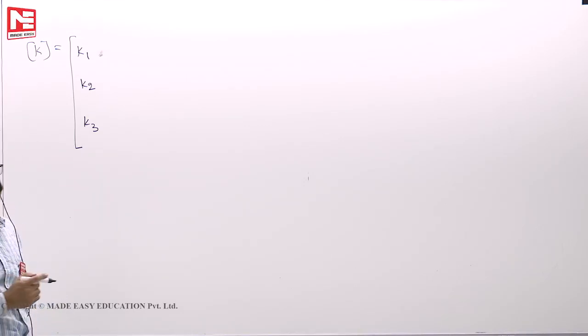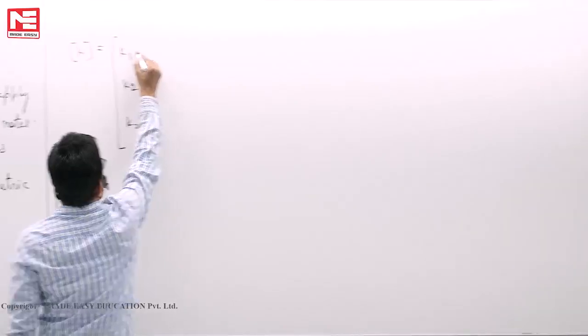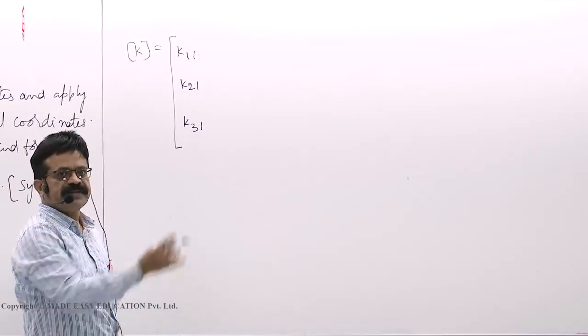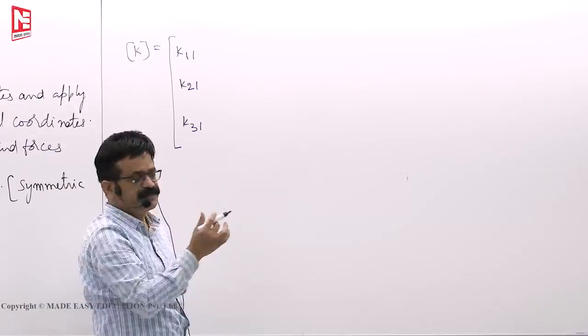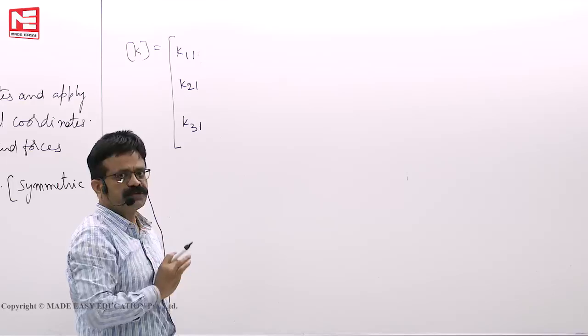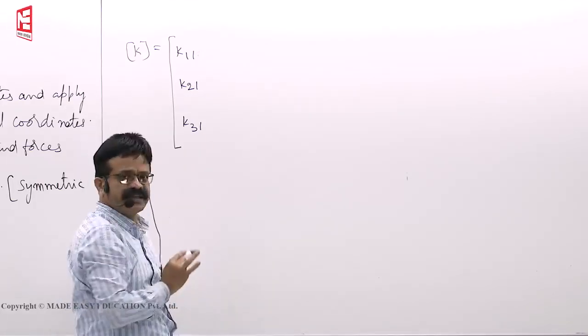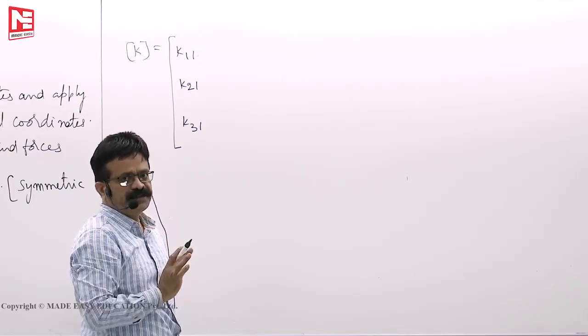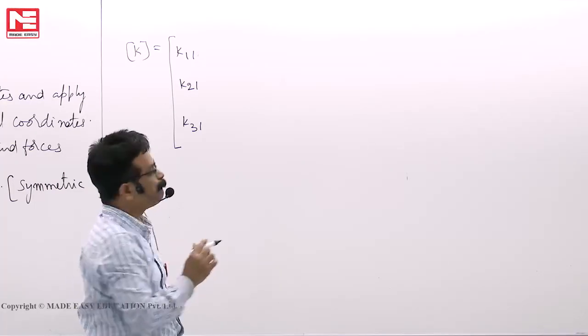Because of what? Unit displacement at coordinate 1. Second subscript is where you have given unit displacement. K1, K2, K3 are all the forces at those coordinates. From strength of materials only we will get the formulas. No Castigliano's theorem, no strain energy.